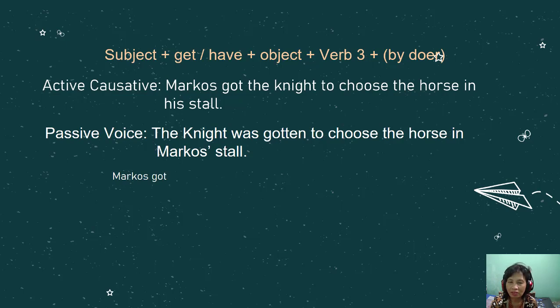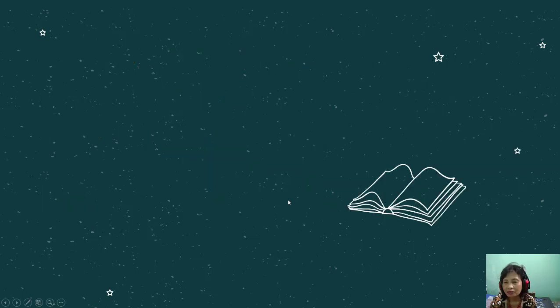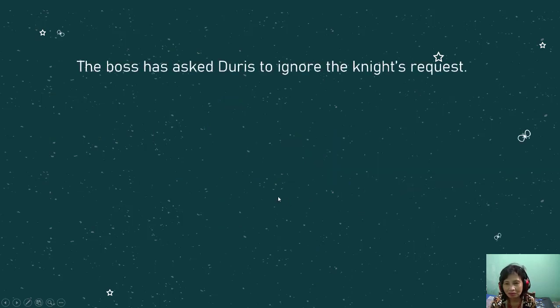Then again, we will change this into passive causative. Just rewrite this: Marcos got, then the horse in his stall. The horse in his stall is the object of the verb choose. Put it here and then change this into past participle, chosen, and then you write by the knight. Don't forget to write by here because this is the doer. If you forget to write by, the sentence will be confusing. So the passive causative: Marcos got the horse in his stall chosen by the knight. Do you understand? Okay, I hope so. So I want to summarize what I have explained.